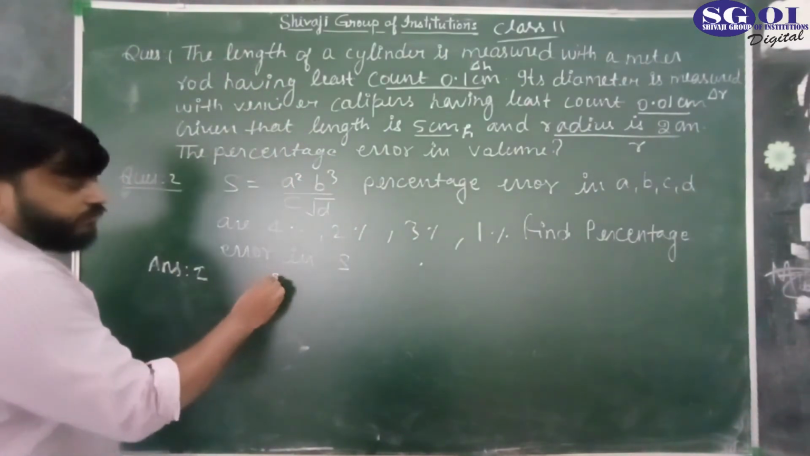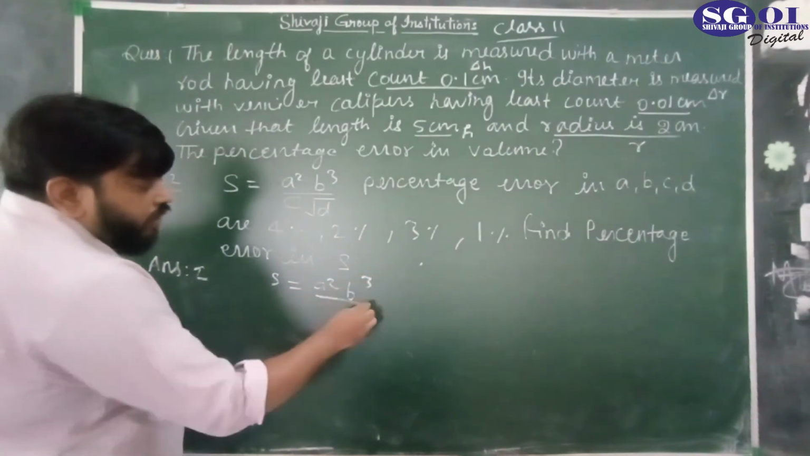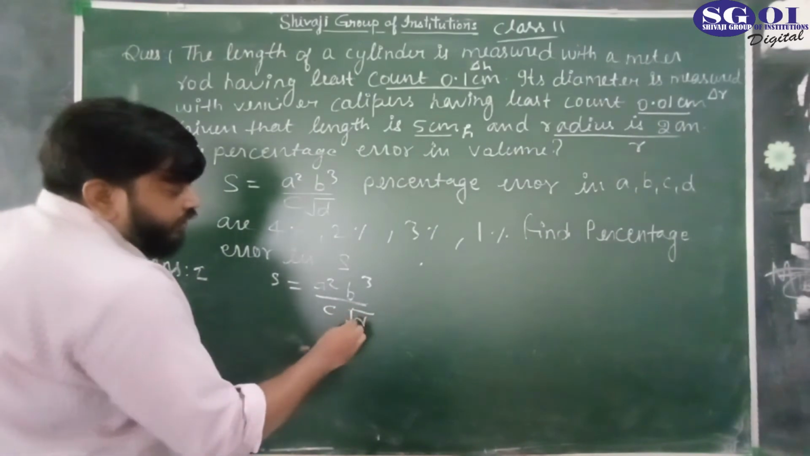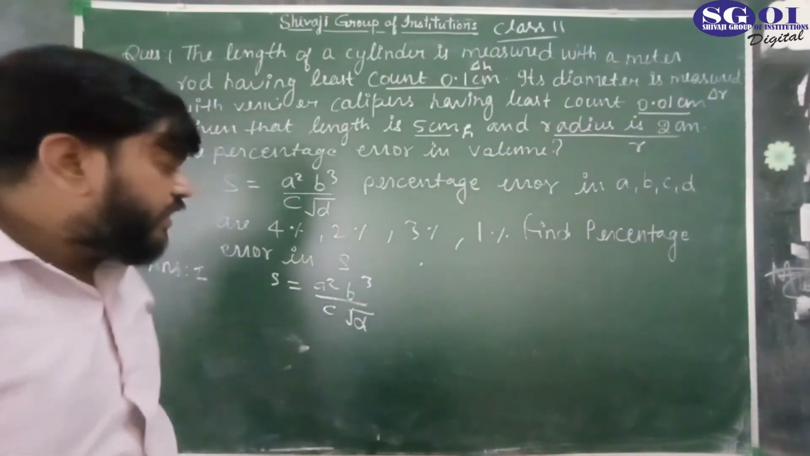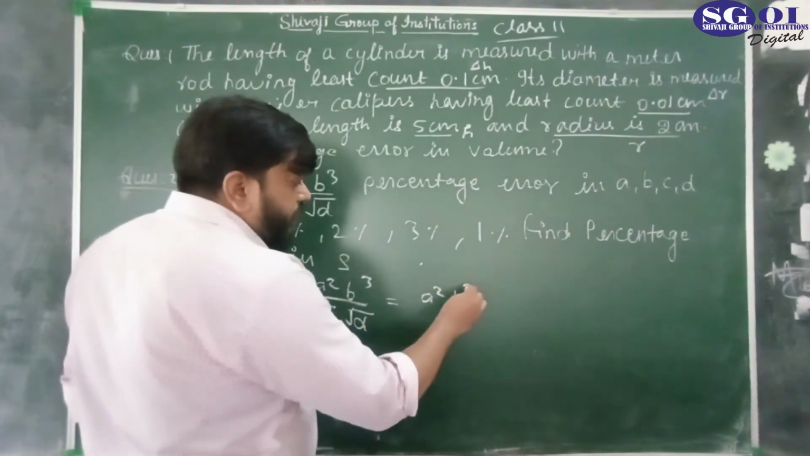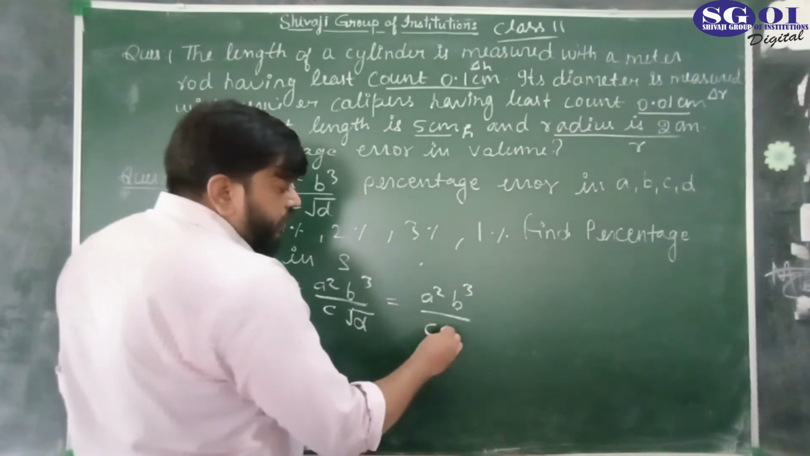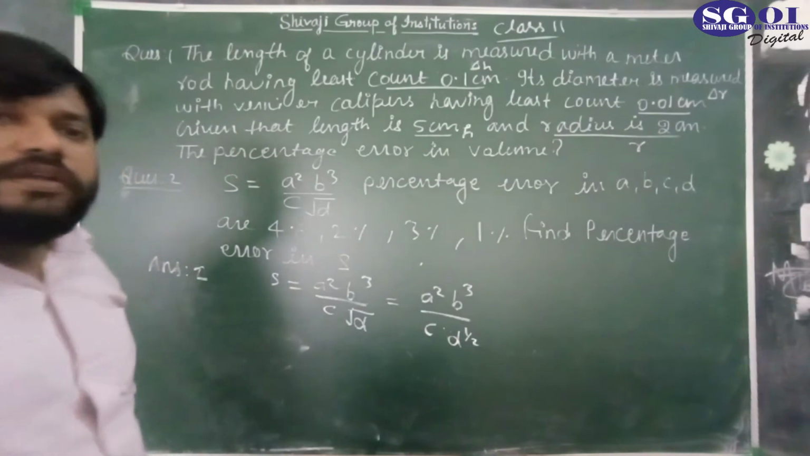So first write the formula s equal to a square b cube upon c under root of d. We know that the square root you are seeing here, in terms of power, can be written as a square b cube upon c d to the power 1 by 2.